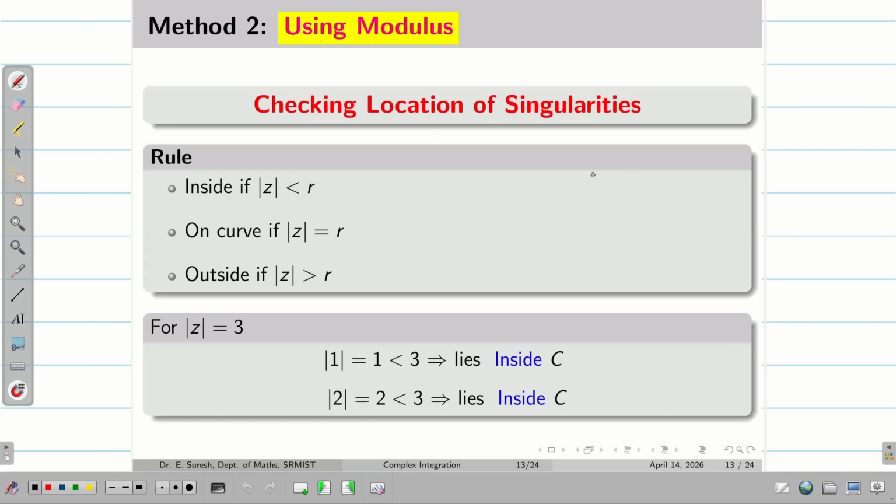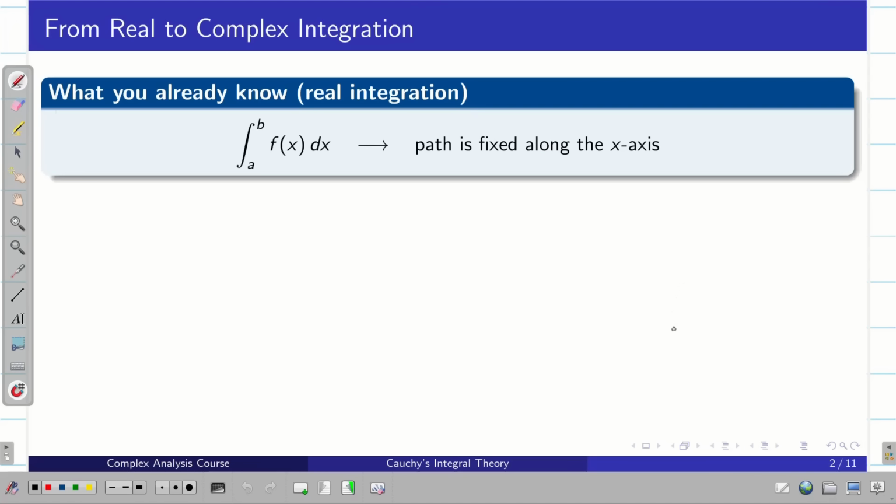From these three problems, hope you get a clear visualization of how to sketch the region, how to find the singular points, and whether they lie inside or outside C. Next, we are going to see a few formulas and theorems, which are very helpful in problem solving.